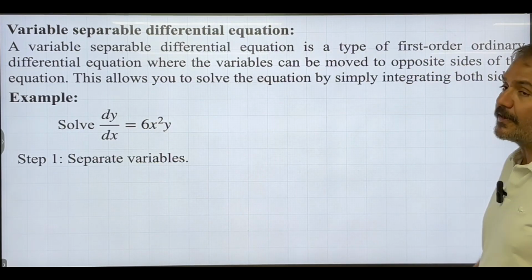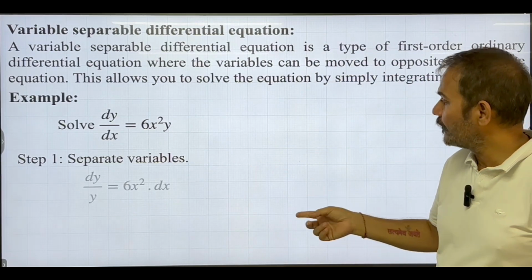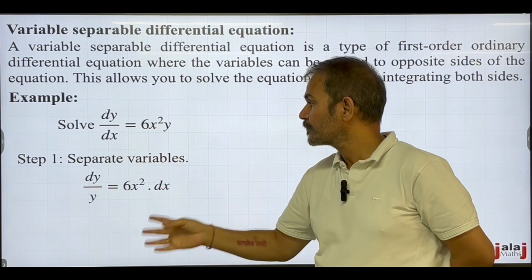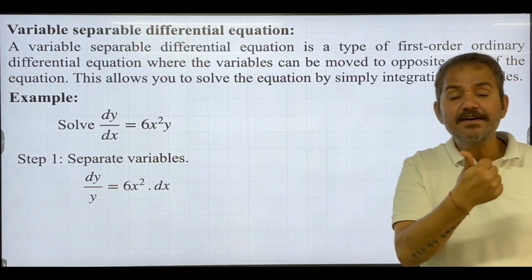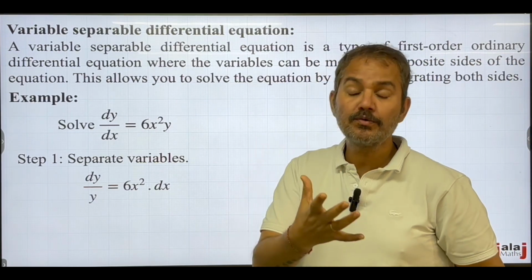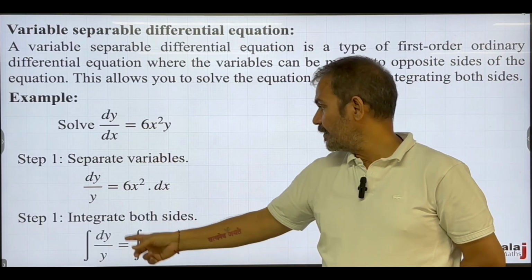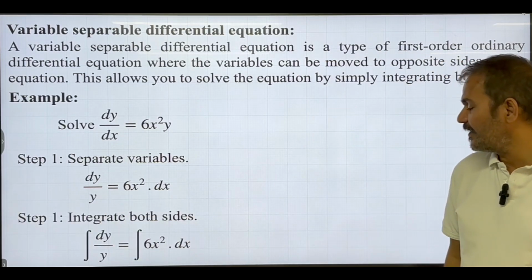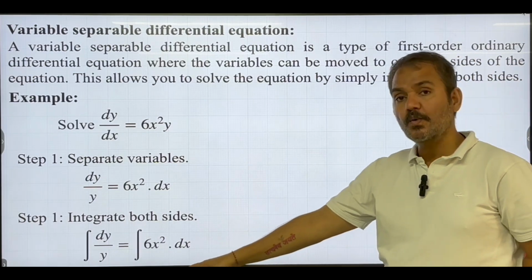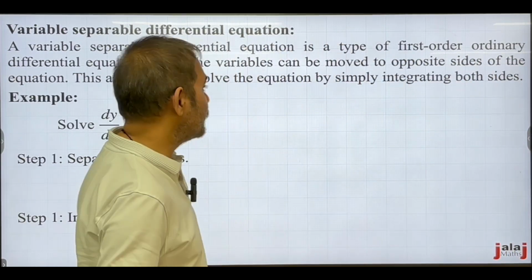Step number one is separate your variables. Once you separate your variables, this is how it looks. Second is integrate directly. For integration, you need to know all your methods of integration. When you integrate both sides, the integration of dy over y is equal to the integration of 6x squared dx. Third step is perform this integration.